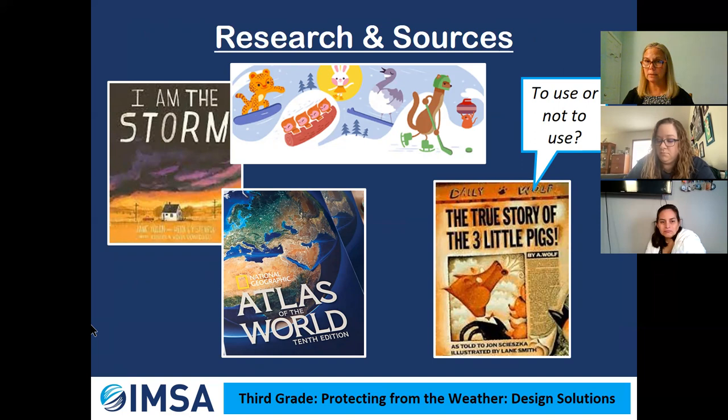And then they design a solution to that. So I Am the Storm by Janet Yolen is really great. Very simplistic writing, but the pictures are really, really good. And I felt as though some of the pictures represented weather that students might be familiar with in the Midwest. Okay, the Atlas, like we said, very factual.